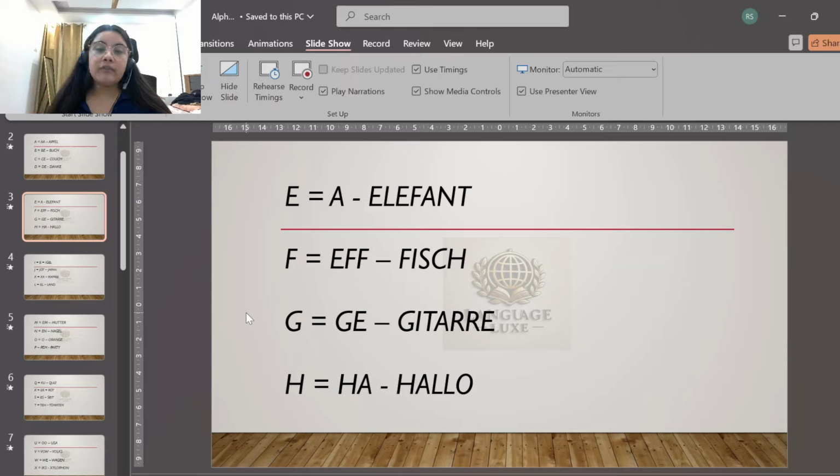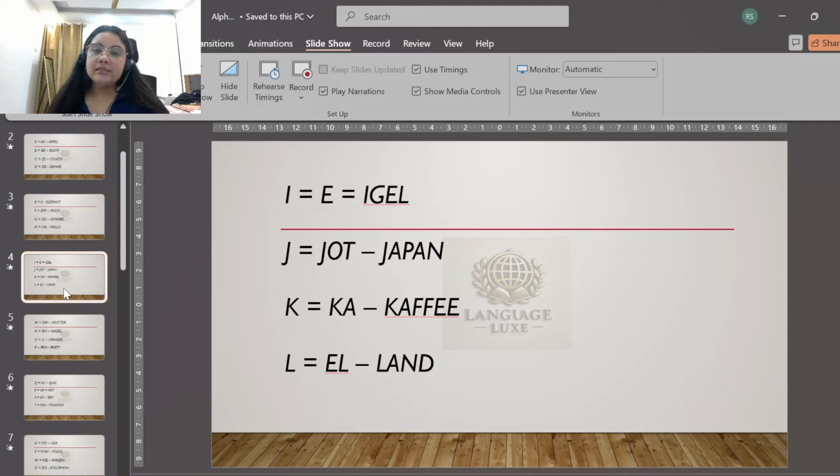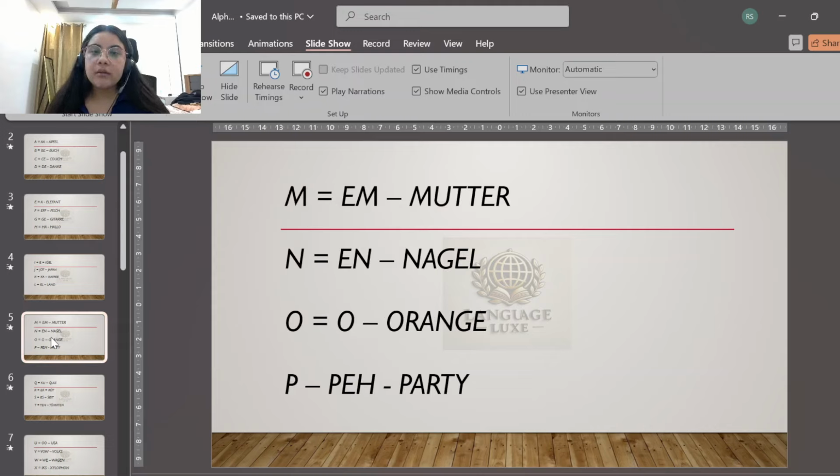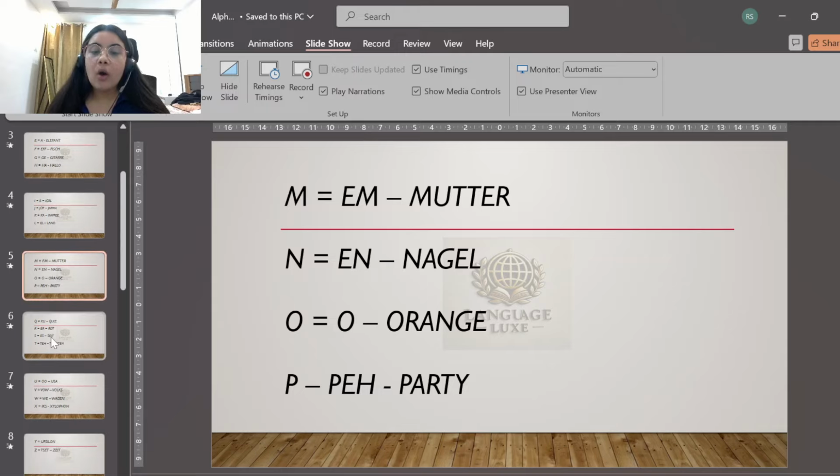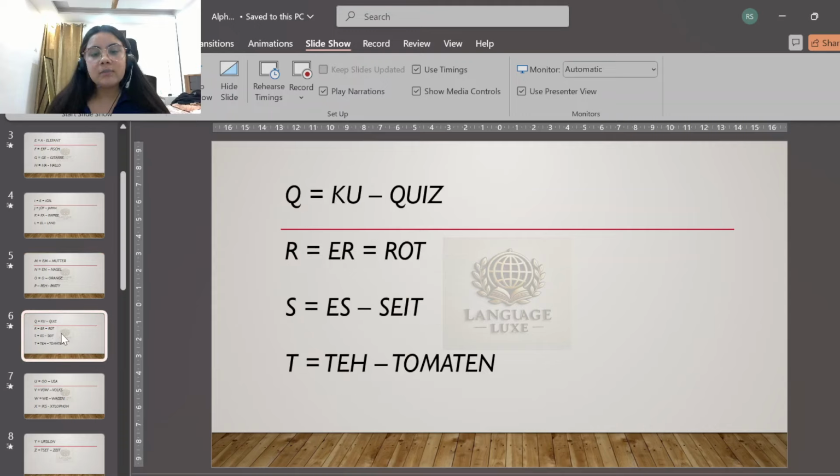But if you see Elefant, only F is changed, right? Fisch is fish. Gitarre is guitar. Hallo is hello. Adler, eagle. Japan, we already know Japan. Café, coffee. Land means country. Motor, mother. Nadel is different, that is needle. Orange, orange. Party is party. Quiz, we already know what is quiz.